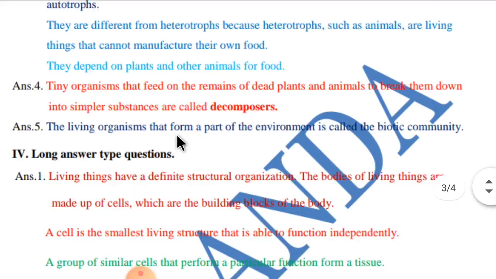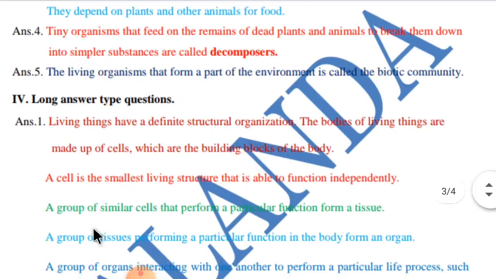Let's see the next one: define decomposers. You have learned the same definition in the first chapter. Tiny organisms that feed on the remains of dead plants and animals to break them down into simpler substances are called decomposers.